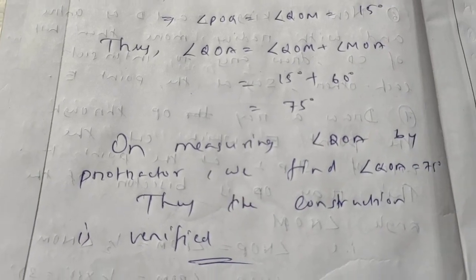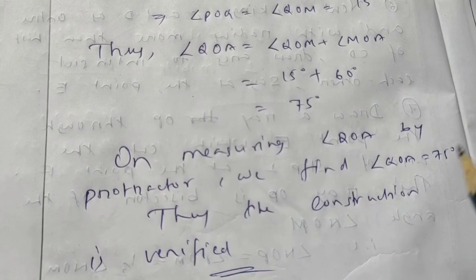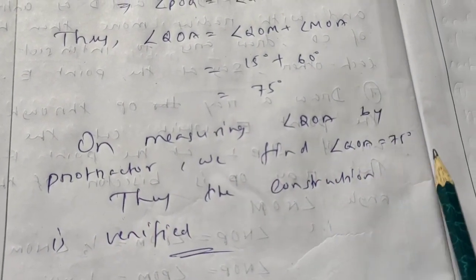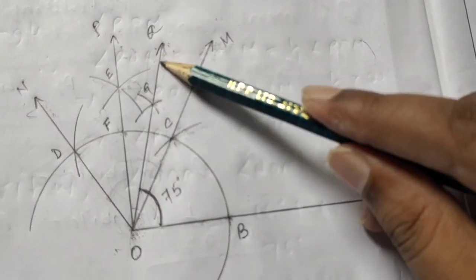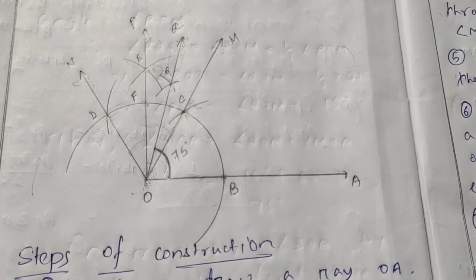I have no protractor, so all of you measure the angle by protractor. Definitely you will get 75 degree. So on measuring QOA by protractor, we find QOA equals 75. So thus the construction is verified. So this angle QOA is 75 degree. So I think all of you understand this.